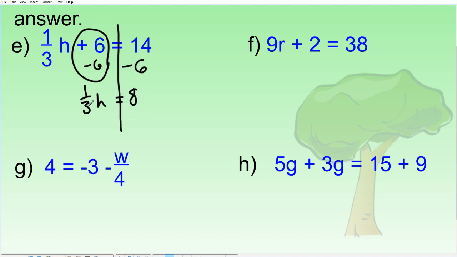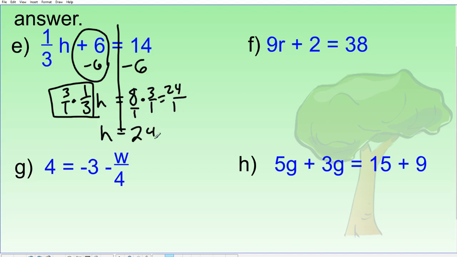And now to get rid of a 1/3 times the variable, we're going to multiply by the reciprocal. That makes this become 3/3, which is equal to 1 H. On the other side, when we multiply by that reciprocal, 3/1, we get 8 times 3 is 24/1, which is just 24.